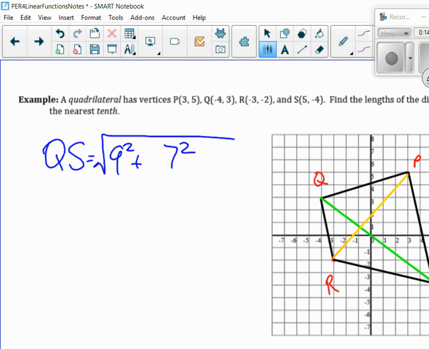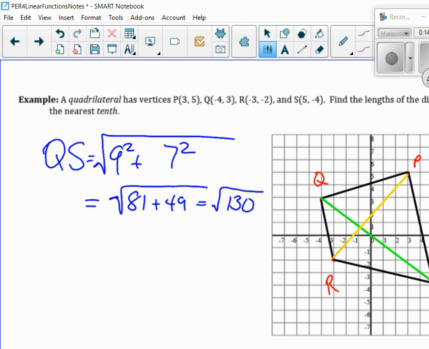Okay, so the reason why it works this way, and it doesn't matter the signs, is because in a second we're going to square it and it would be positive anyways. Does that make a difference? So it doesn't matter in the distance formula which way I'm subtracting. So square root of 81 plus 49, so this is the square root of 130.